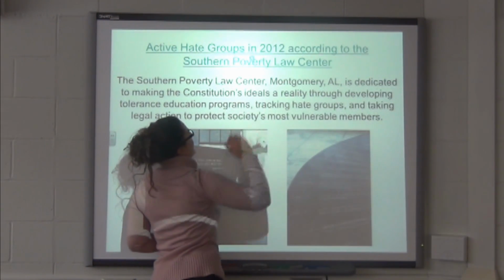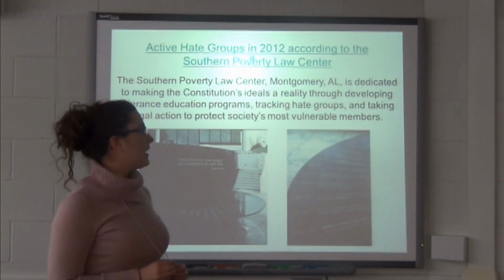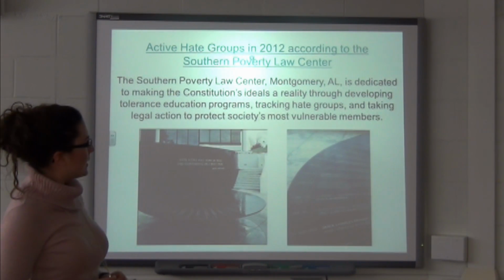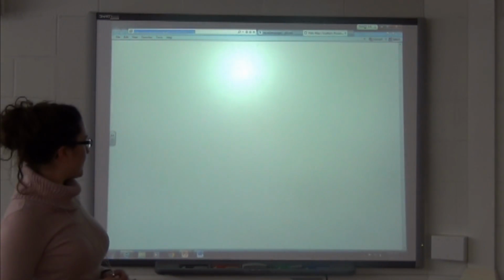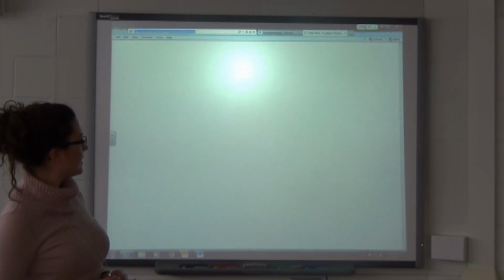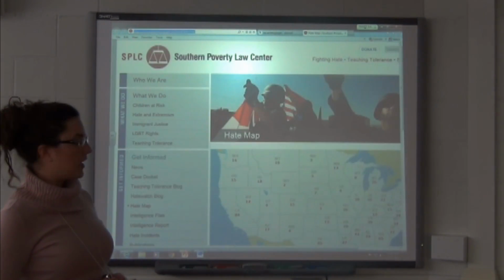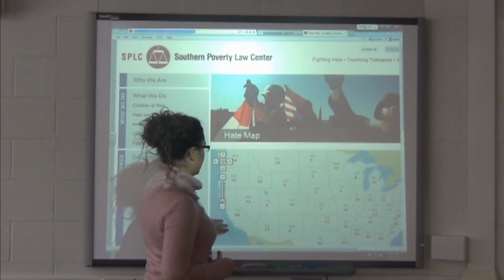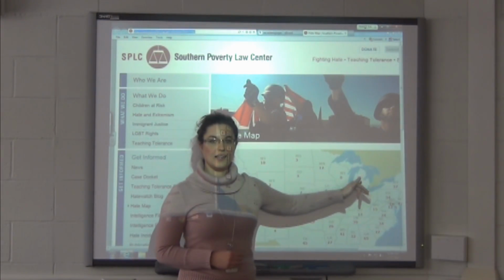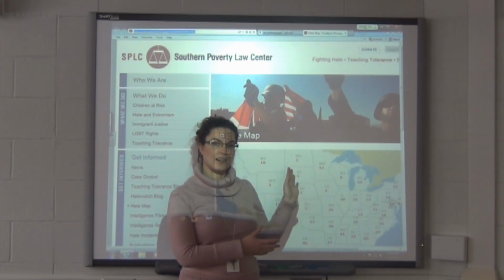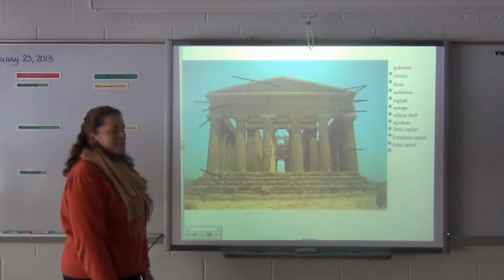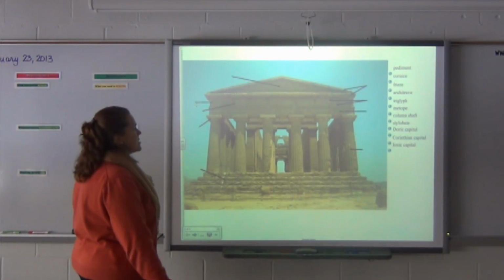So if we click on that link, it brings us to their interactive website where the kids can click on any state and see the list of the hate groups that are active for the past year.